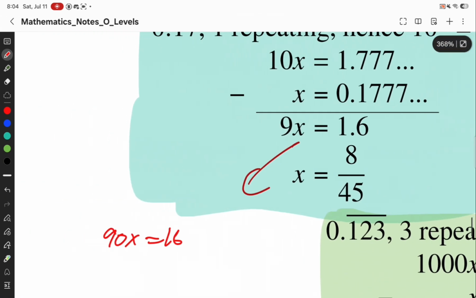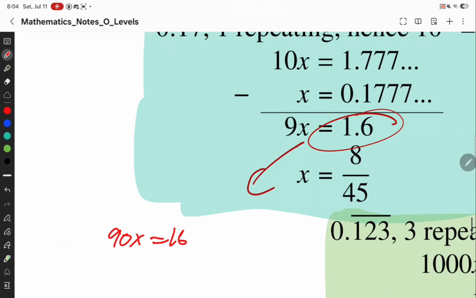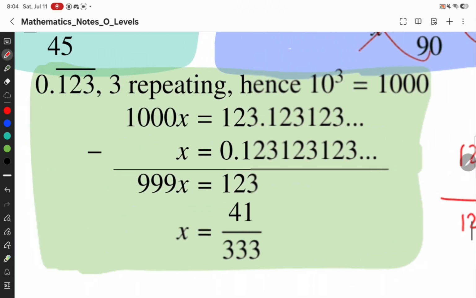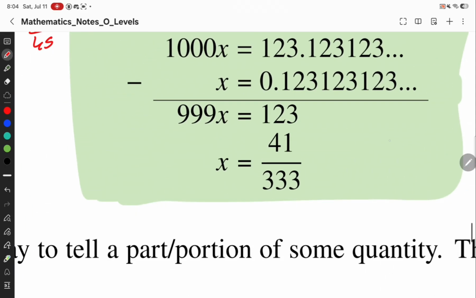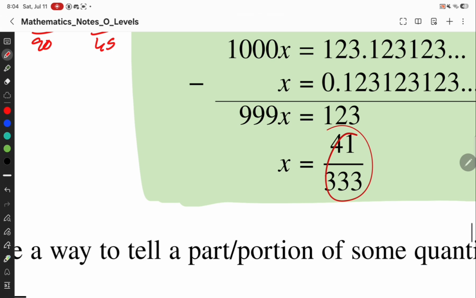Okay, you guys can see this. For example, here there is no mistake. It simplifies to 8 over 45 because 16 over 90 have a 2 in common. You get 8 over 45. If we have this, 123 over 999, we just divide and you get this weird fraction. If you cannot simplify, then you may need to do some practice of simplifying fractions.